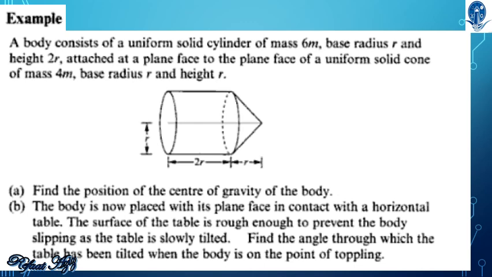Don't forget, the body is now placed with its plane face in contact with the horizontal table. The surface of the table is rough enough to prevent the body slipping as the table is slowly tilted. Find the angle through which the table has been tilted when the body is on the point of toppling. Then our objective today is to find the point of toppling and also the angle of toppling.